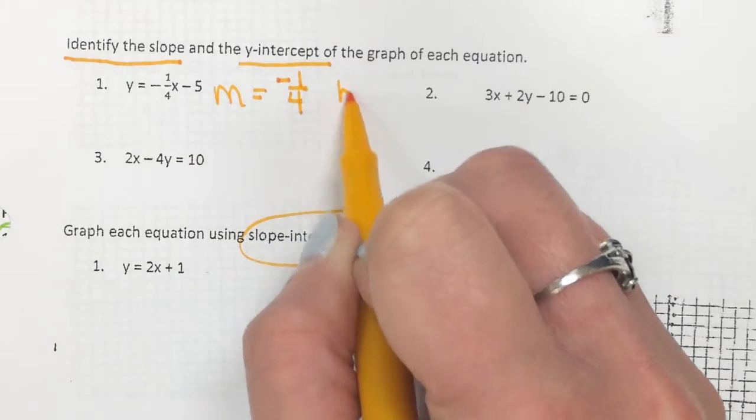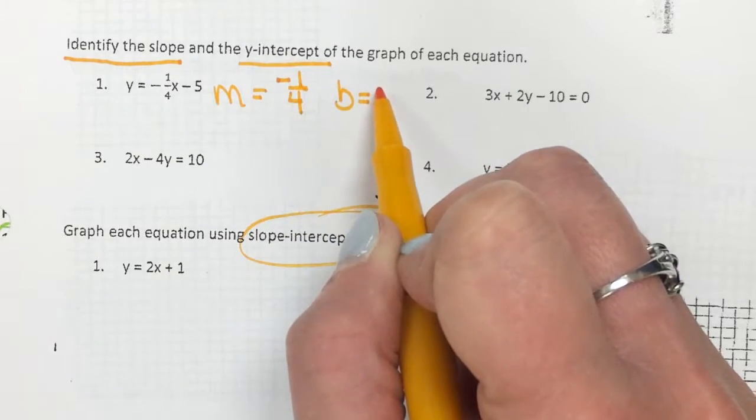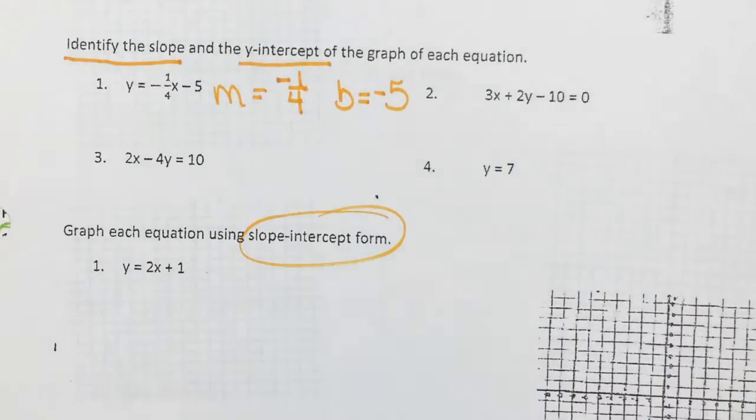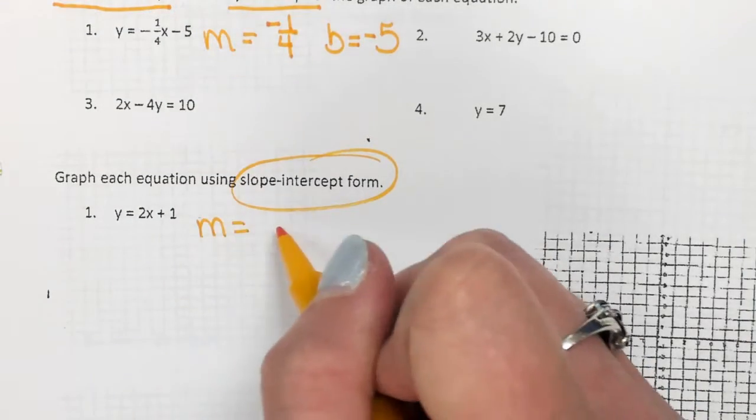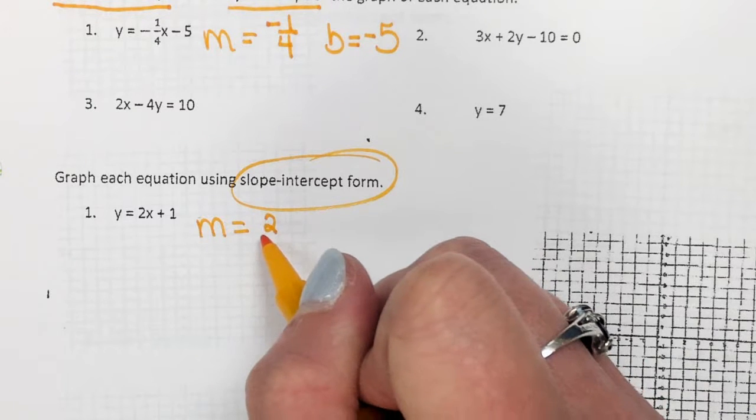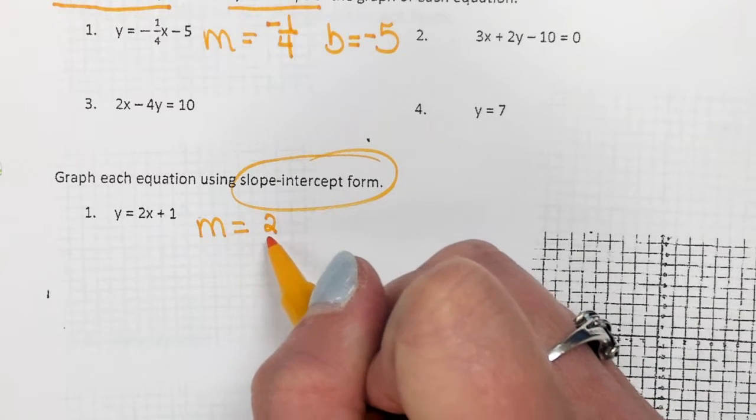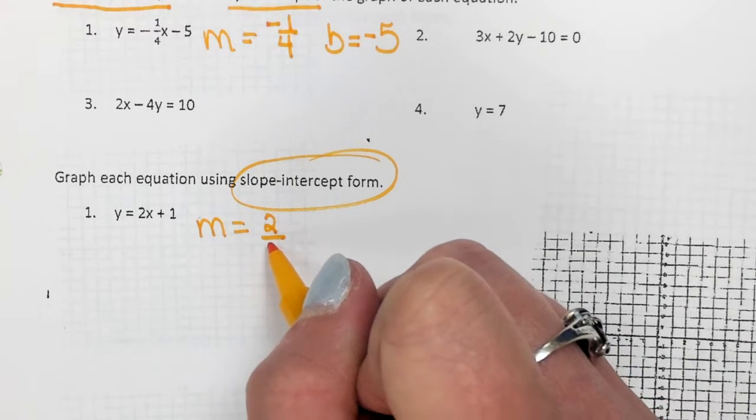-1/4. And your y-intercept? -5. Beautiful. All right, what about number one? What's my slope on number one? 2, but we always want our slope to be a fraction. Remember, changing y over changing x? So 2 over what? 1.